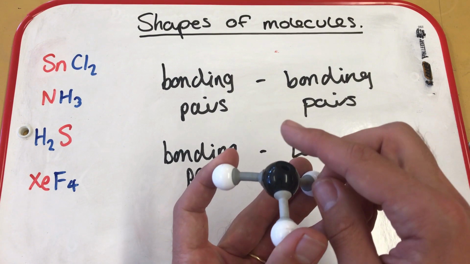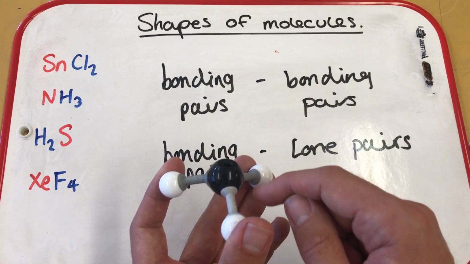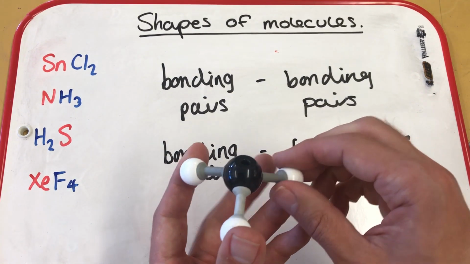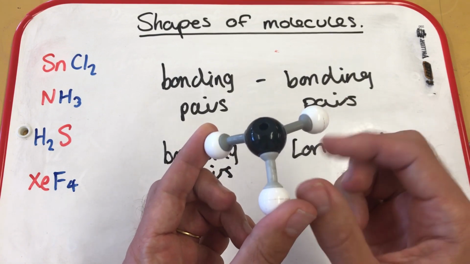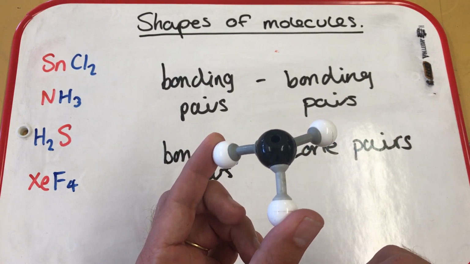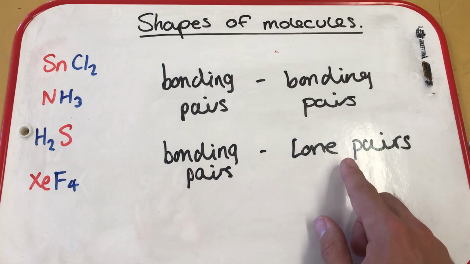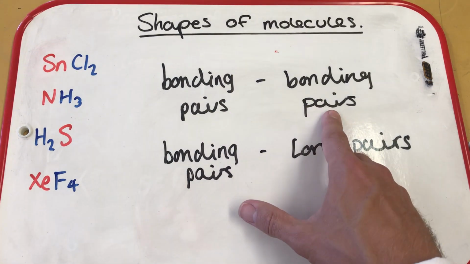Because these are lone pairs, the repulsion is actually greater than it is between two bonding pairs. So there's more repulsion from these lone pairs. That will have the effect of squishing this molecule down and reducing the bond angles between the bonding pairs. That is because bonding pair to lone pair repulsion is greater than bonding pair to bonding pair.